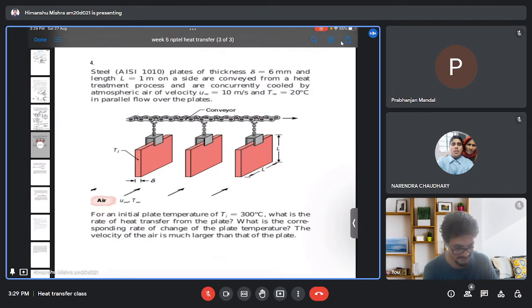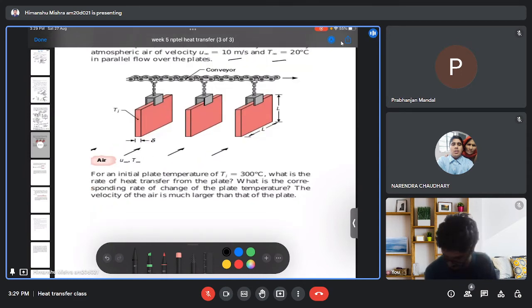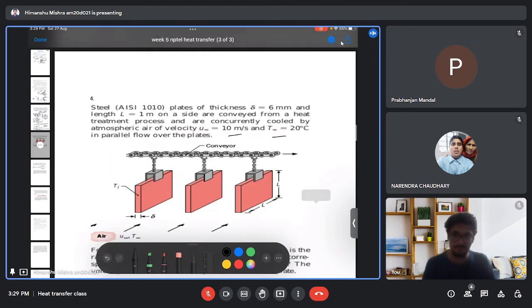In this question, there is a steel plate of thickness 6 mm and length 1 meter, whose sides are exposed to a heat transfer process and are concurrently cooled by atmospheric air of velocity 10 meter per second and temperature 20 degrees Celsius. For an initial plate temperature Ti, what is the rate of heat transfer of the plate? There is a plate which is hanging, we can see from the diagram, and there is a flow which is coming from this direction. In this question, we need to find the temperature variation with time.